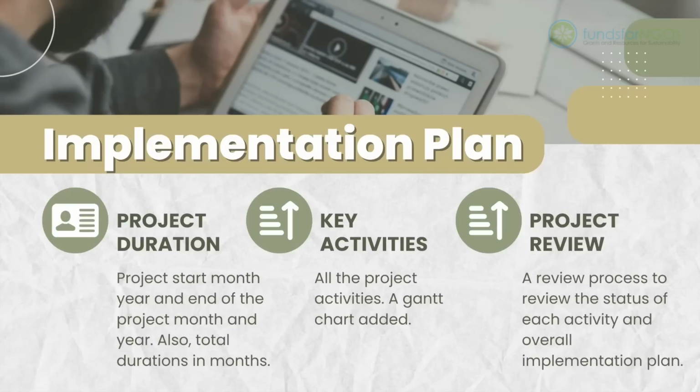Key activities. All the project activities must be included here. There is also a Gantt chart added to this, which we will learn in a later chapter on how to develop. Project review. A review process to further revise the status of each activity and the overall implementation plan must be suggested. This can preferably be in the form of a project steering committee comprising representatives from all stakeholders.